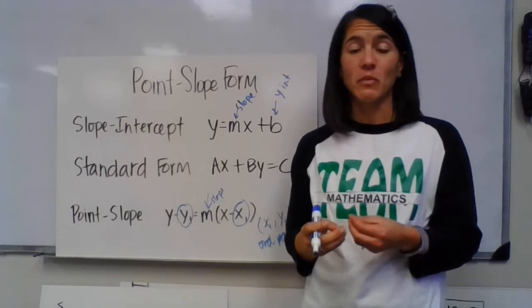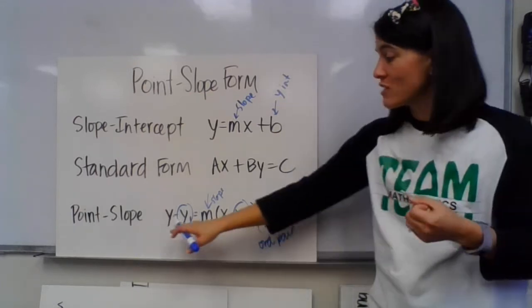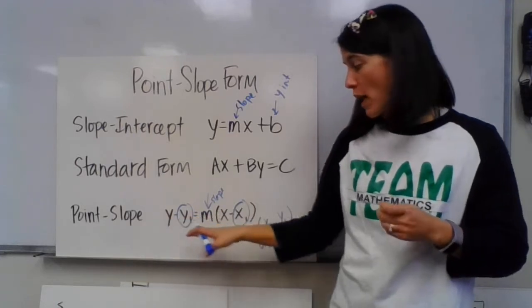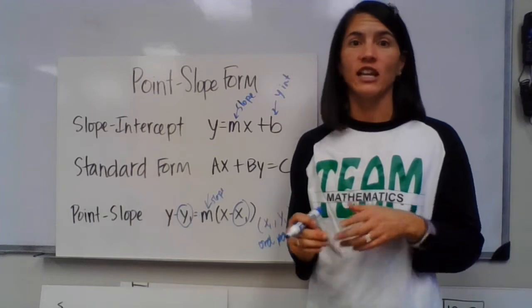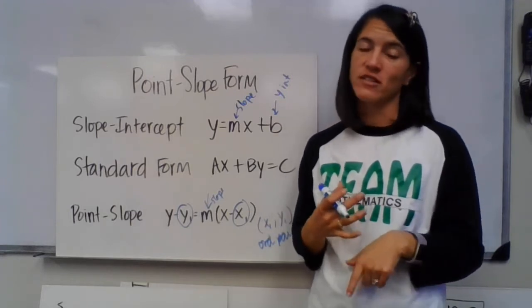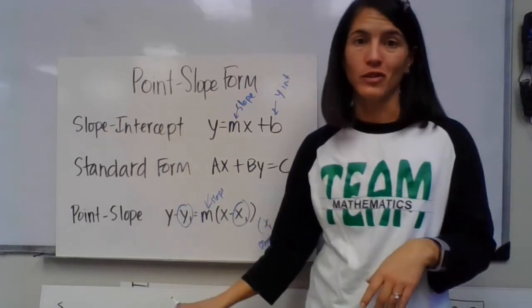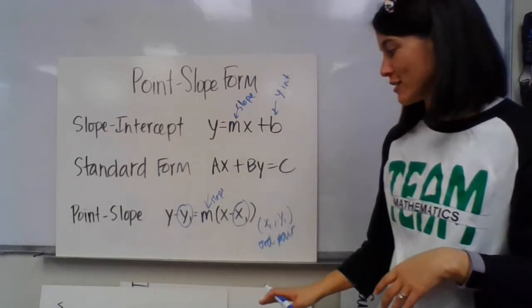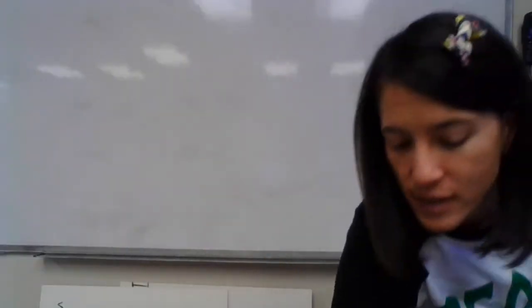So those are going to be the numbers, the x1 and the y1, that we're going to put into the equation. But this first y and this first x are going to stay x and y, just like direct variation has an x and a y, and slope-intercept has an x and y. Point slope also has an x and a y. That just stays there. So let's get started with some examples.